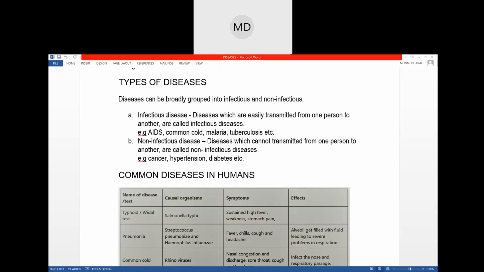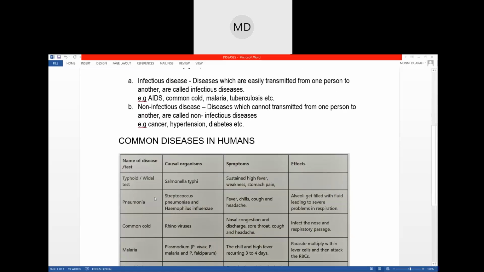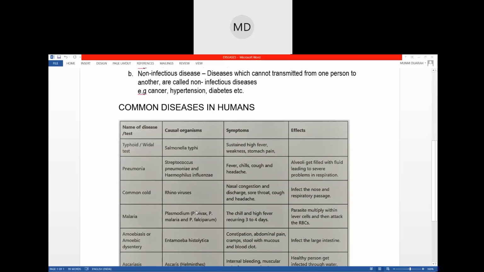So diseases are of two types: infectious and non-infectious. Infectious diseases can spread from one person to another. Non-infectious diseases do not spread from one person to another. These are the examples.